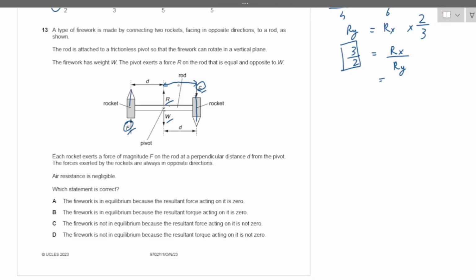This means this will form the torque of a couple. There will be some resultant torque. Therefore, it is not in equilibrium at all. The firework is not in equilibrium because the resultant force acting on it is not 0? Well, no, we are specifically going with torque over here. It's a matter of the torque, because the torque produced by these F forces is there and it's not 0. Option D in this case would be correct.